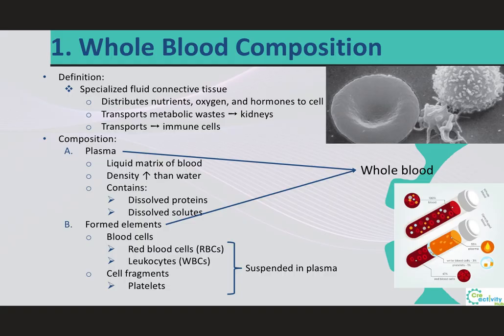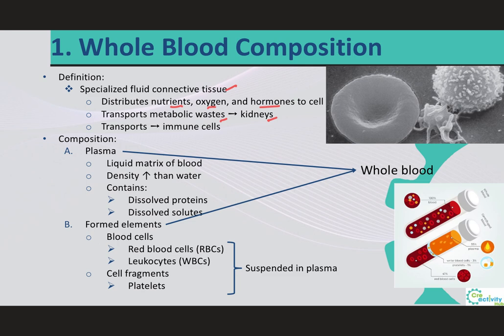Blood is this specialized fluid connective tissue that distributes, like we said in the previous slide, nutrients, oxygen, and even hormones to each of the roughly 75 trillion cells in the human body. Now, it also carries metabolic waste products to the kidneys. And what will the kidneys do with this waste product? Well, it will excrete it. It will eliminate it from the body through the urine.